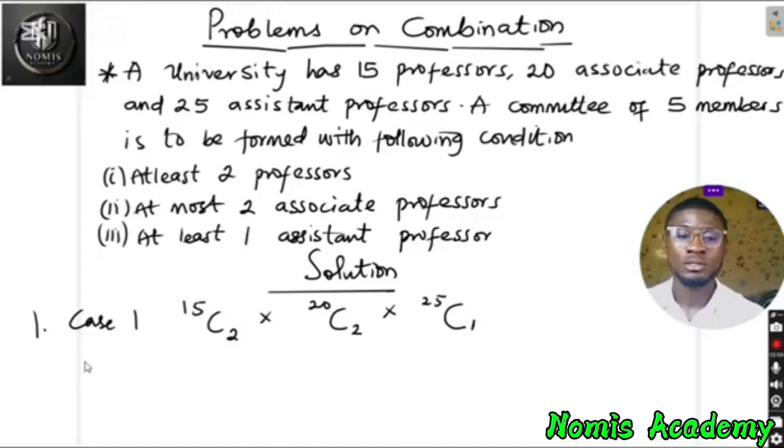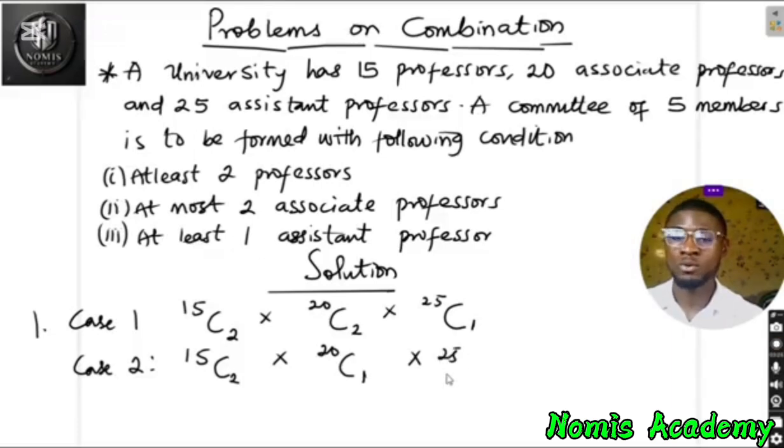Case number 2: since the question says at least 2 professors, I still take 2 professors, multiplied by at most 2 associate professors. This time I decide to take 1 associate professor, that will be 20 combination 1, multiplied by the assistant professors. Since I should take at least 1, I can take more than 1, so to make up the committee I take 2, that is 25 combination 2.